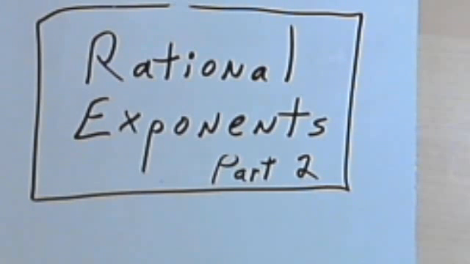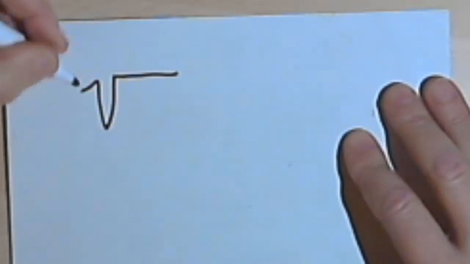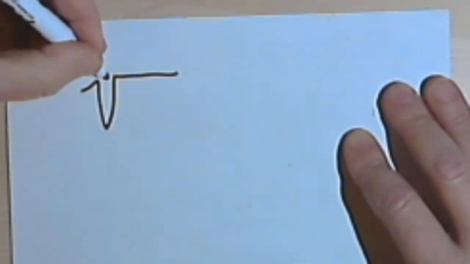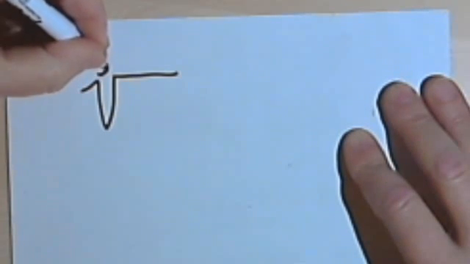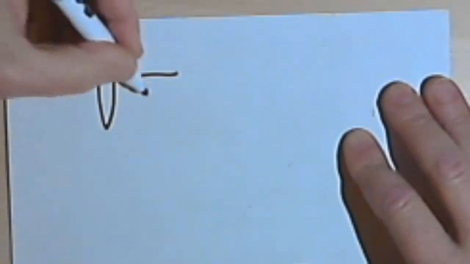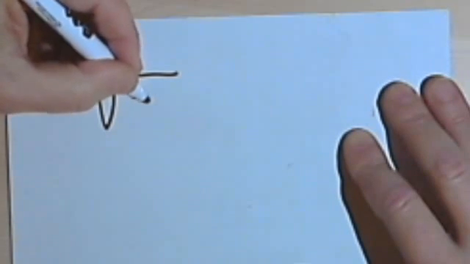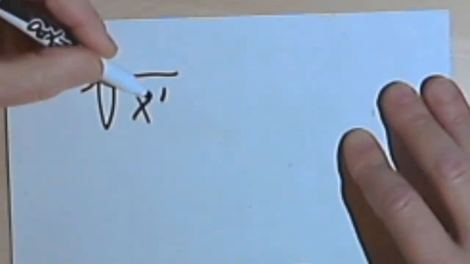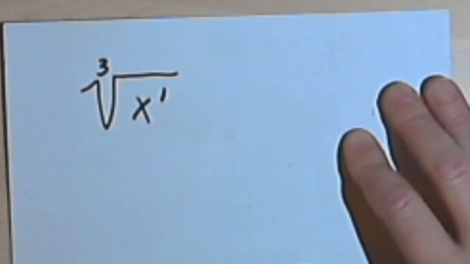This is going to be the second video about rational exponents. So let's start and review the rule that was in the first video. And the rule said something like this. If I have a radical sign, so I want to take a root of something, let's say it's a cube root, the third root of some number or variable. I'm going to call it x, and x is the same as x to the first.